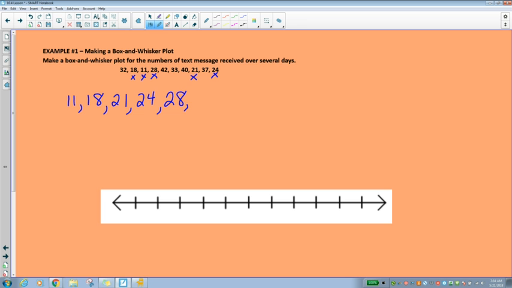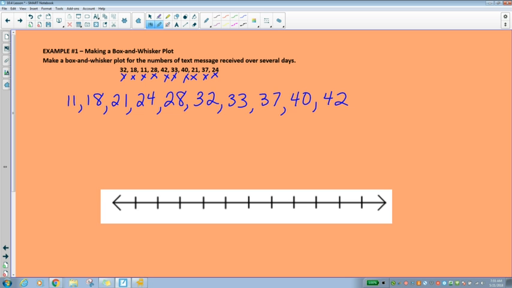Now I'm going to jump to anything with a 3 in the tens place. I start with 32 as the next smallest, then 33, and then 37. It looks like I got all the 30s. Now I have 40, with 4 in the tens place, so I have 40 and then 42.